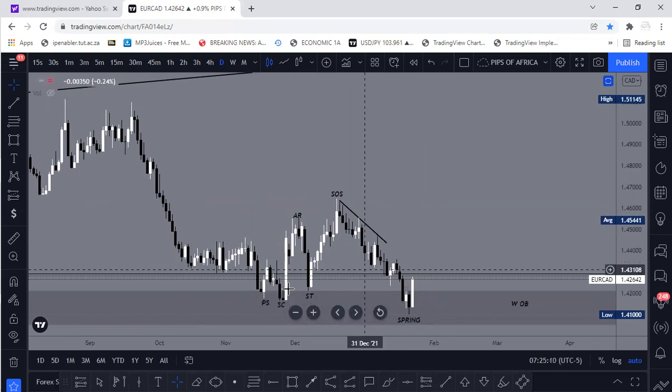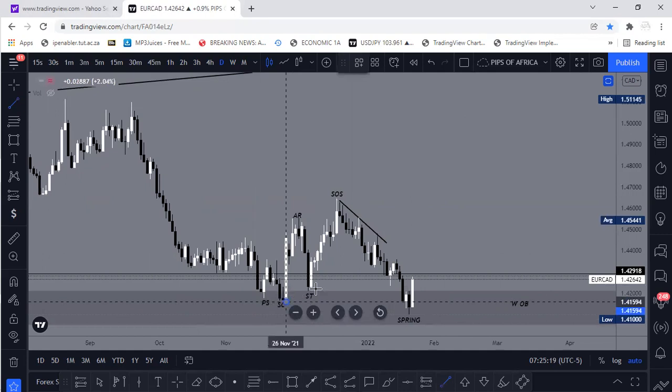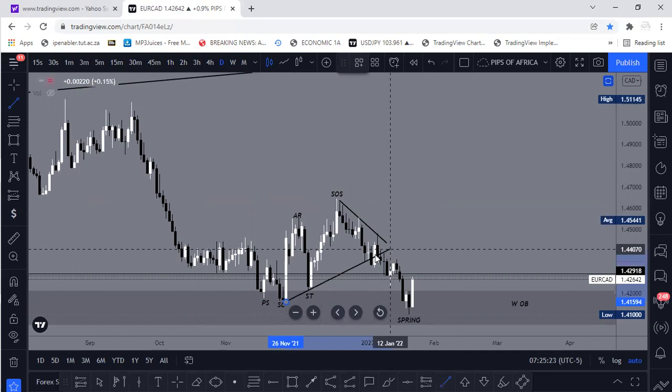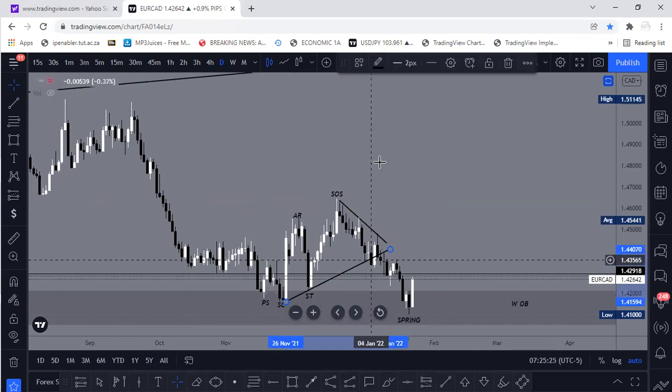Here the retail traders, they threw a line like this one, from the SC joining to the secondary test. They thought that the market will start by here and push to the upside, but the market didn't do that.